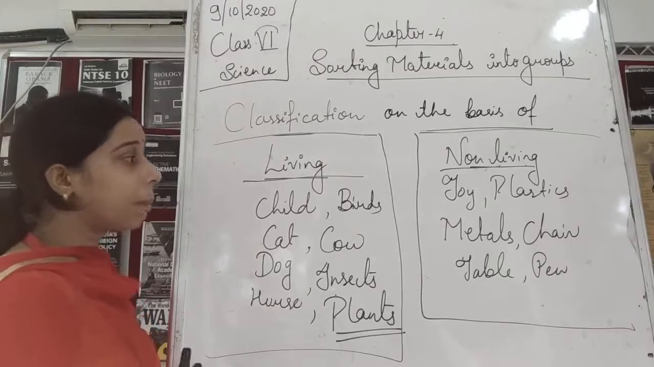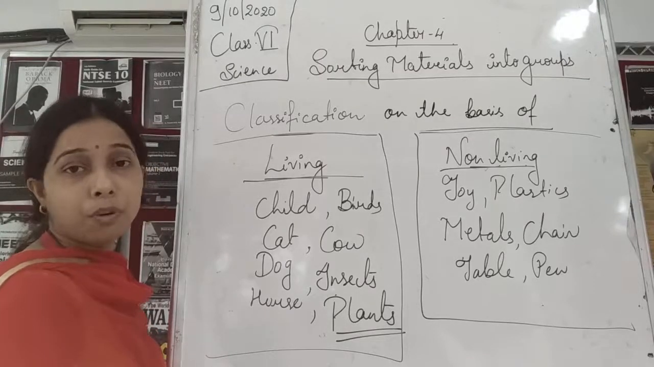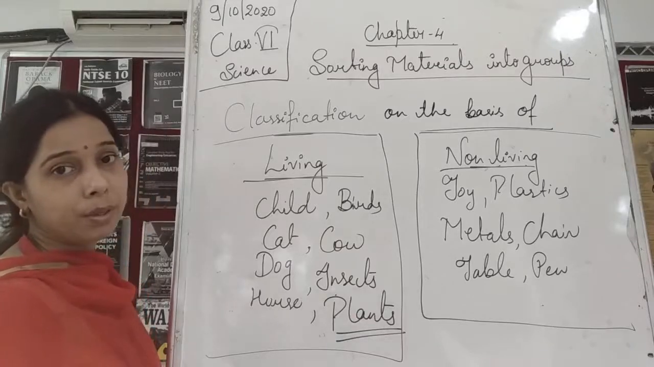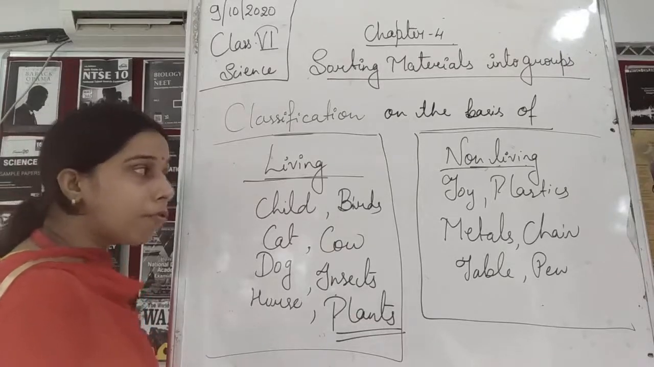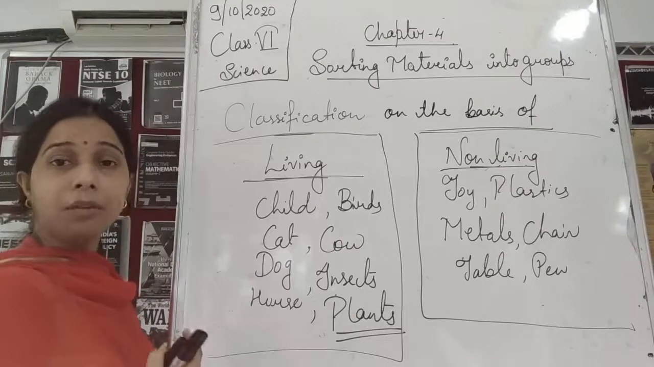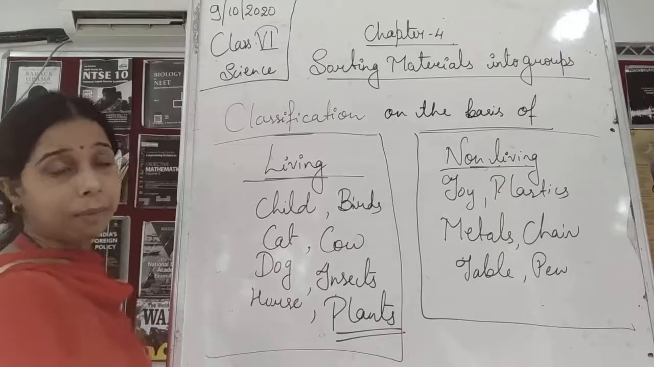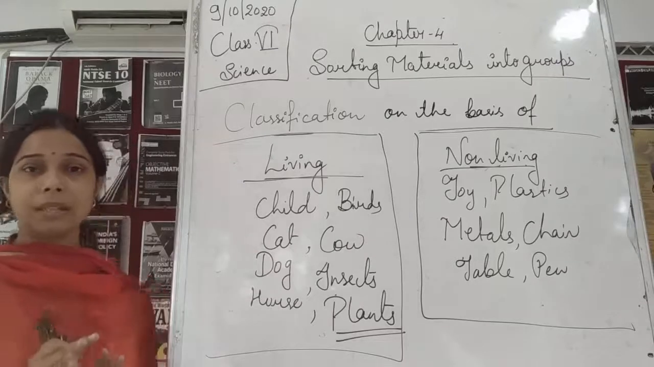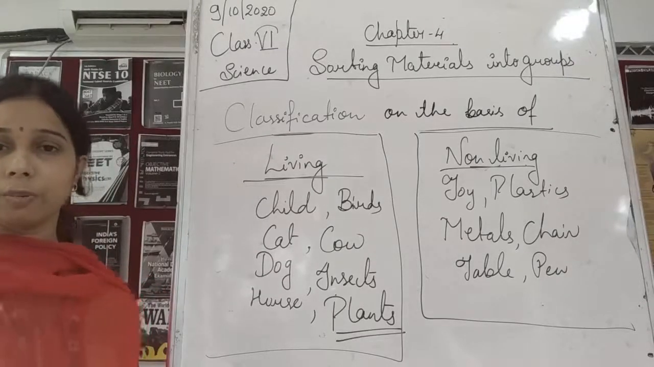These characteristics make them differ from that of a non-living, because the non-living things do not respire, they do not reproduce, they do not move by their own, they do not need food, they do not grow and develop like living things do. So this is the first basis on which we have classified the objects.